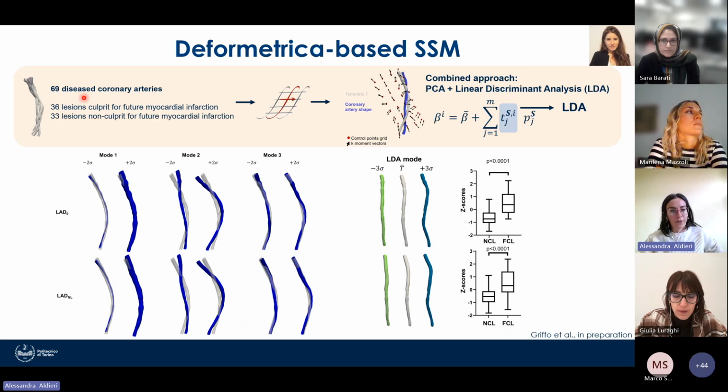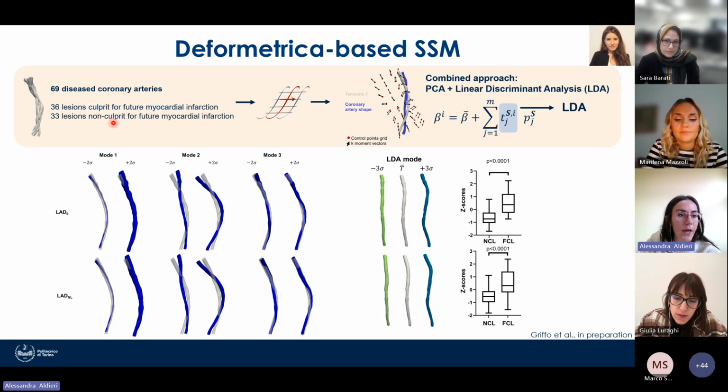Another application we have been working on recently, together with Bianca Griffo and the research group of Professor Umberto Morbiducci here at Politecnico, was something similar, but of course in a completely different field. Here the interest was on a cohort of diseased coronary arteries. The idea was again to assess if we could identify shape features predictive of future myocardial infarction. So we had a number of lesions, of arteries, which were culprit for myocardial infarction, and others which were not.